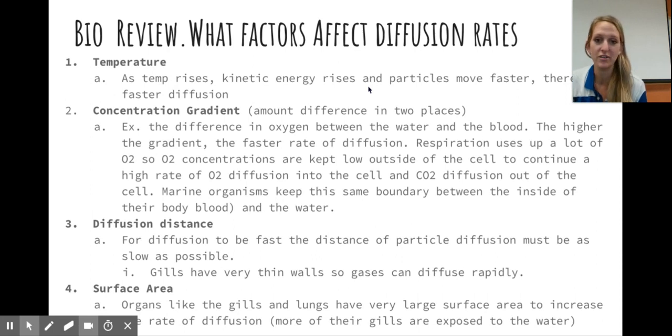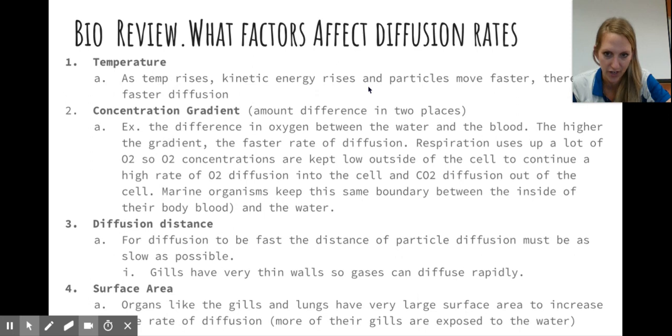Gills have really thin walls between the lamellae, the little thin, extending pieces. Those are really, really thin, so gases can diffuse in really fast. They don't have a far way to go. It's not very thick. It's a small little area that it can diffuse through.